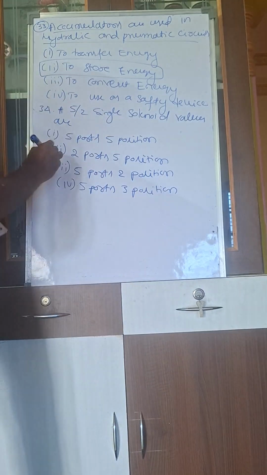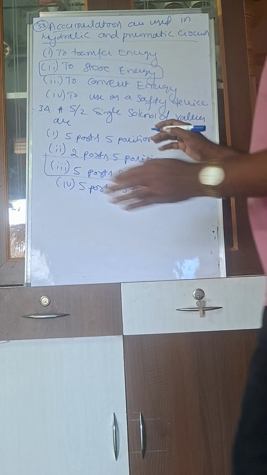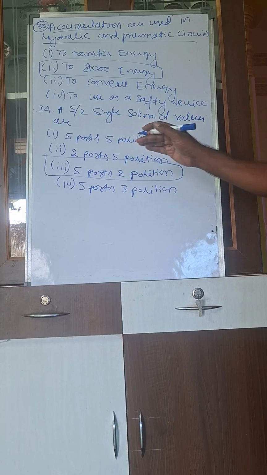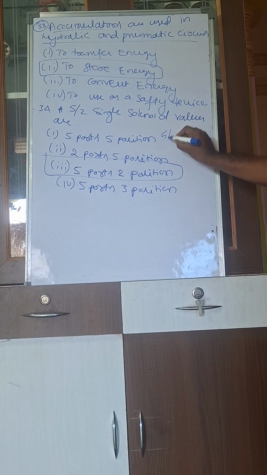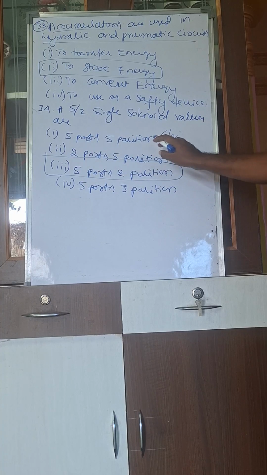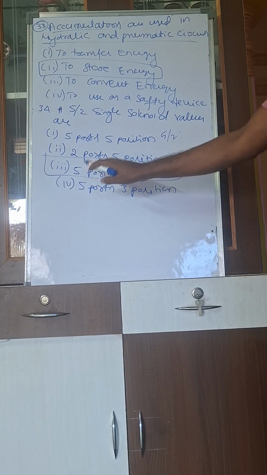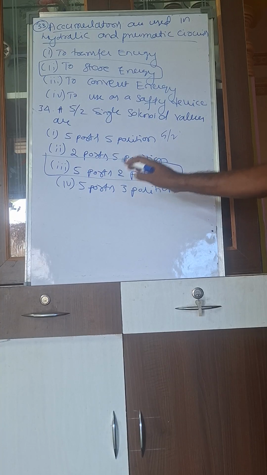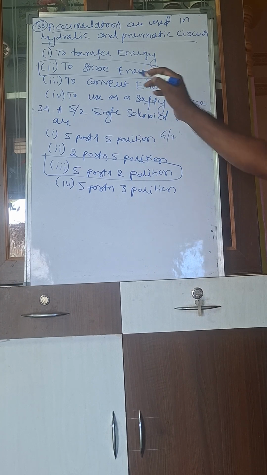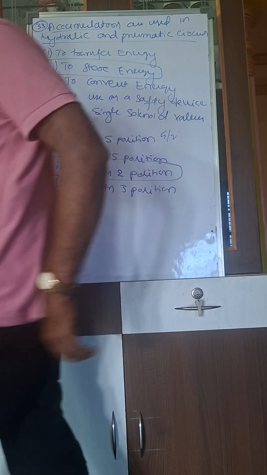The correct answer, 5 ports, 2 positions. See, this question: the 5 by 2 single solenoid valve, the name itself indicates it. 5 by 2 means 5 ports and 2 positions. That is called 5 ports and 2 positions. That is the 5 by 2 single solenoid valve, used in hydraulic and pneumatic circuits.